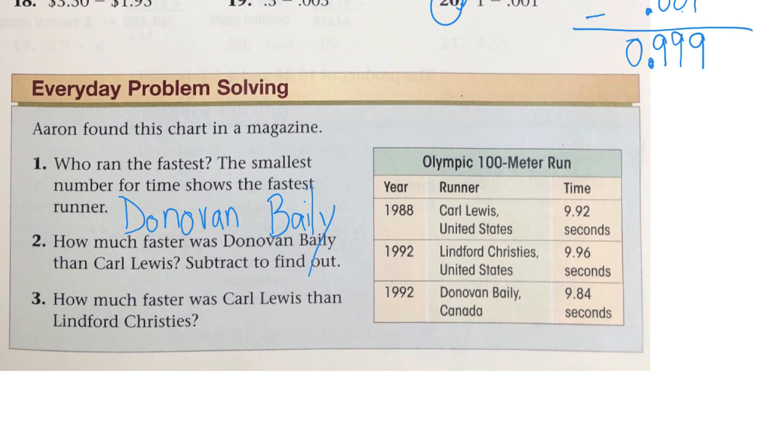Number 2, how much faster is Donovan Bailey than Carl Lewis? Subtract to find out. Donovan went 9 and 84 hundredths. Carl Lewis went 9 and 92 hundredths of a second. So you can line them up and subtract, and then try number 3. For more practice, go to your workbook for Chapter 10, Section 6.